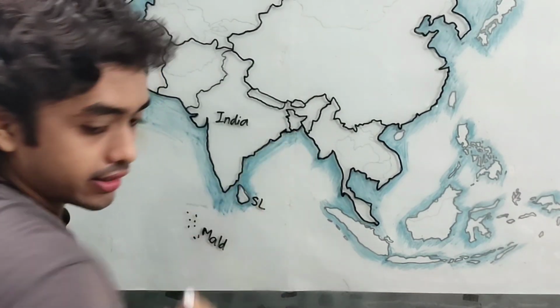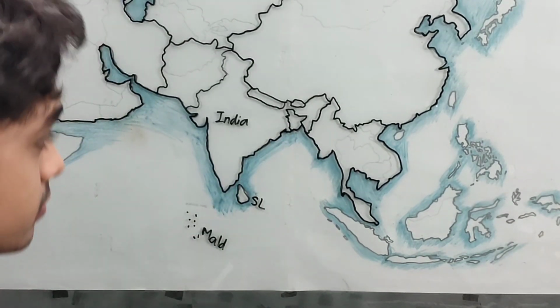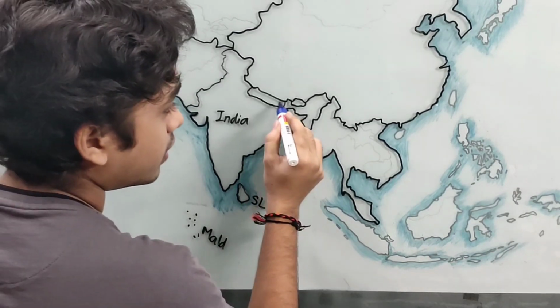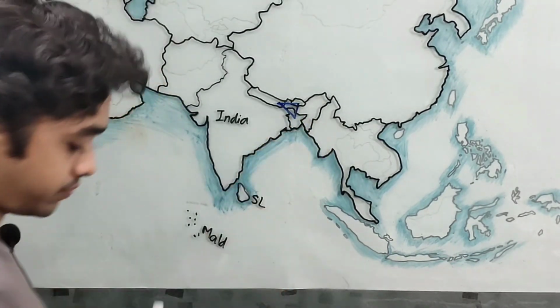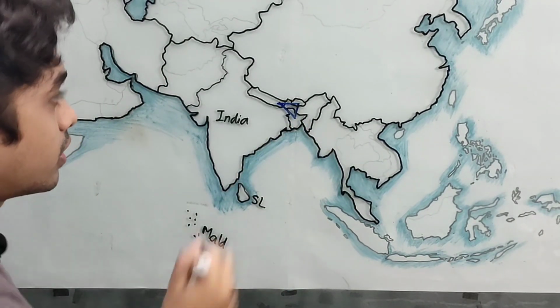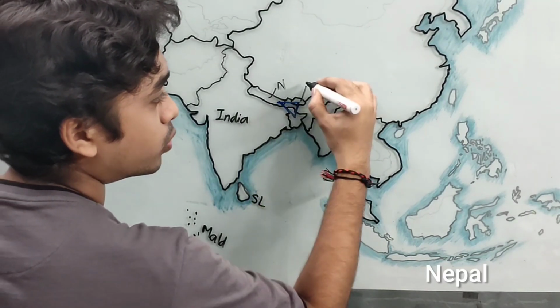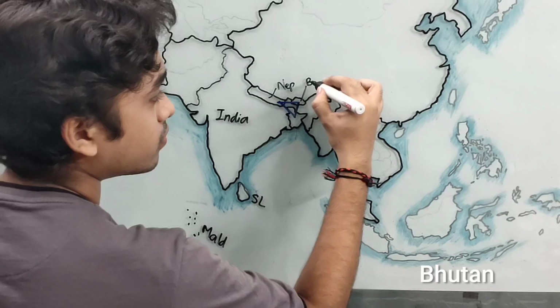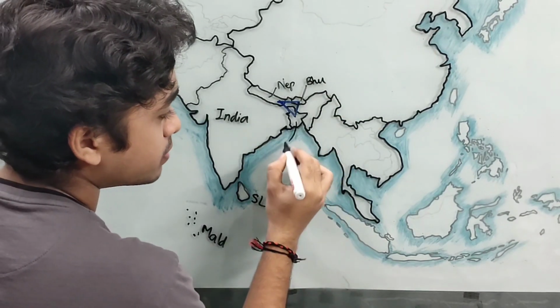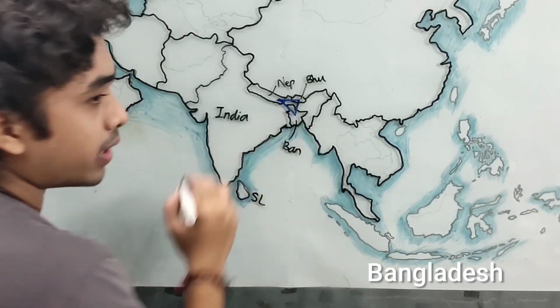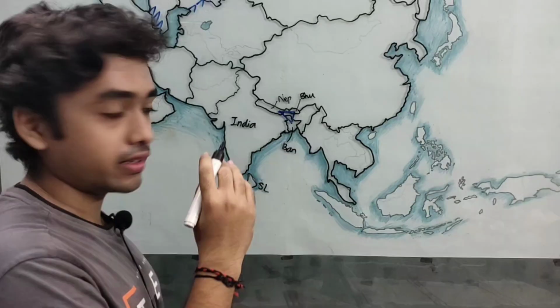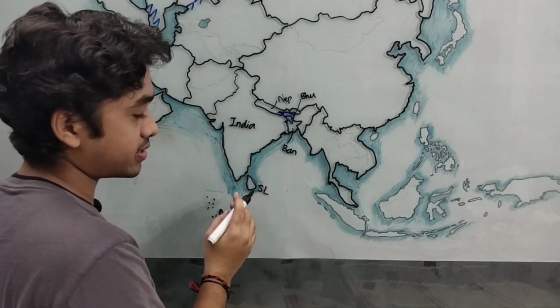Then here we find a triangle. This is the country Nepal. This is Bhutan. And this is Bangladesh. Nepal is home to the highest peak in the world, that is Mount Everest.